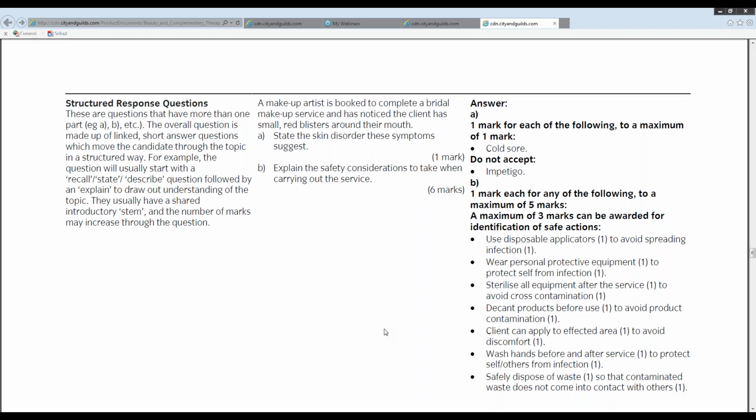Sterilise all equipment after service. Okay, but why? Wash hands before and after the service. Yeah, that's great, that's correct, but tell me why. And this is worth 6 marks. So we have to make sure our learners are fully prepared, that they understand we're talking about explain as a command verb. They need to go and justify why.